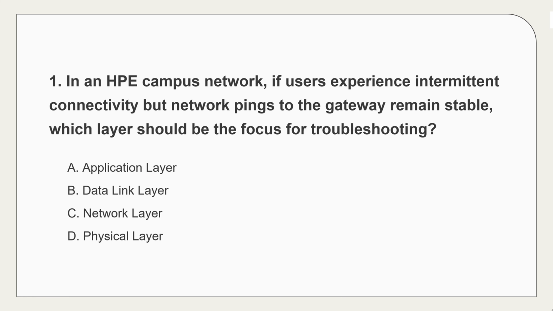So the correct answer is: if users can ping the gateway but experience intermittent connectivity, it's likely an issue with the data link layer. Things like VLAN mismatches or faulty switch ports are common culprits here.